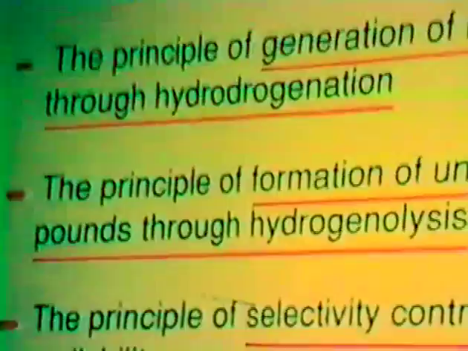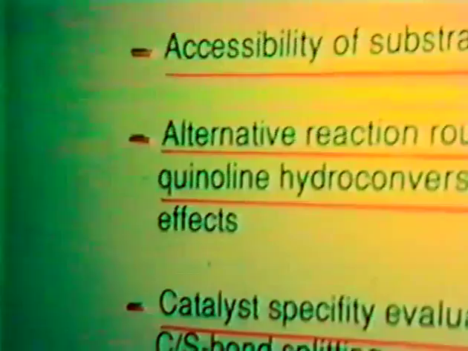Then the other thing is the formation of unsaturated compounds through hydrogenolysis. We get originally mainly olefins as primary hydrocarbon products. And then another very important point, selectivity control through hydrogen availability, whatever hydrogen availability means. But I think this is very much controlling all the reactions in a kinetic sense. And then alternate reaction routes in quinoline, isoquinoline hydroconversion, and perhaps a little catalyst specificity evaluation.